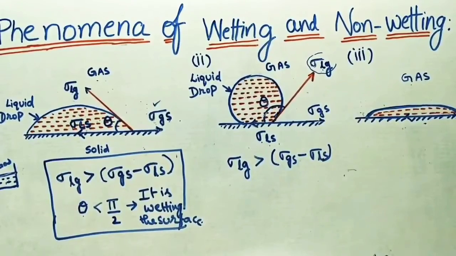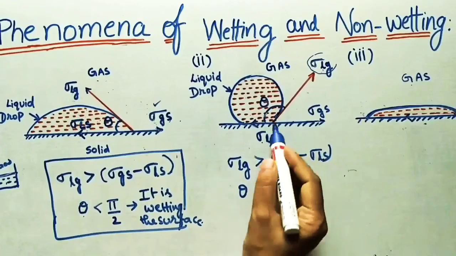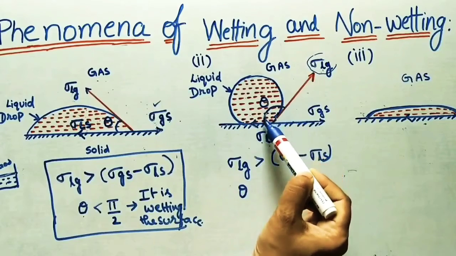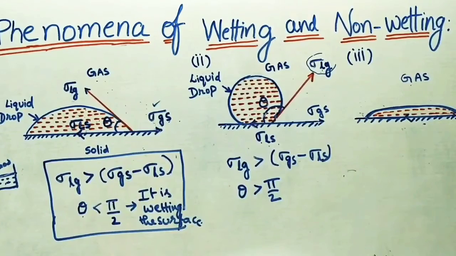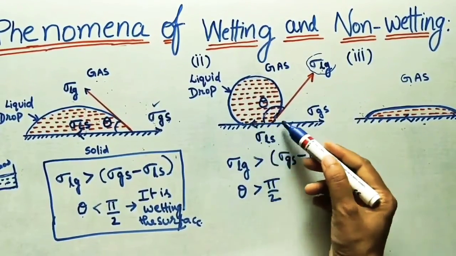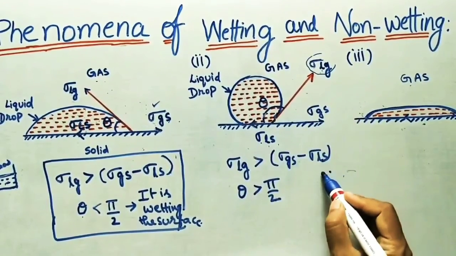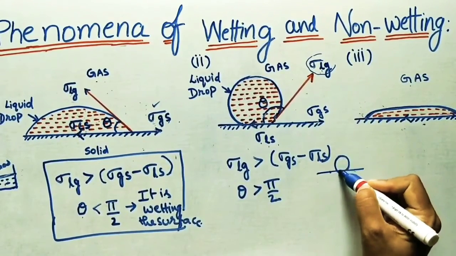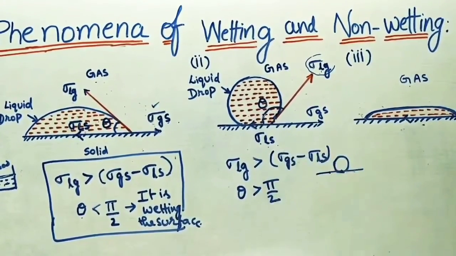Now if you are taking the angle here, the angle is greater than 90. Ninety means it is like this, and greater than 90 is this angle. At that time it is in the form of a sphere. It will not wet the surface. Got it? So it is the point connection between solid and liquid, like this. It is a point contact between solid and liquid, so it will not wet the surface.